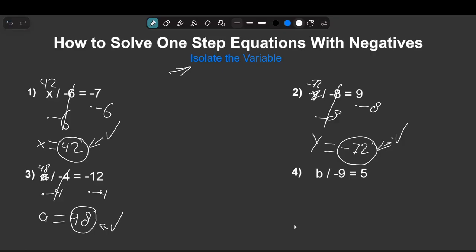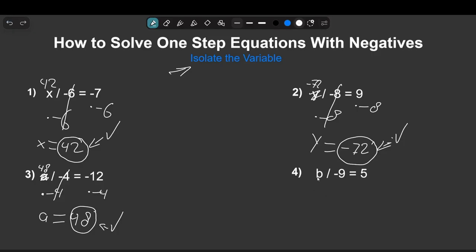So now let's go over to our last example. For our last example, we have b divided by minus 9 equals 5. Again, something divided by minus 9 equals 5.